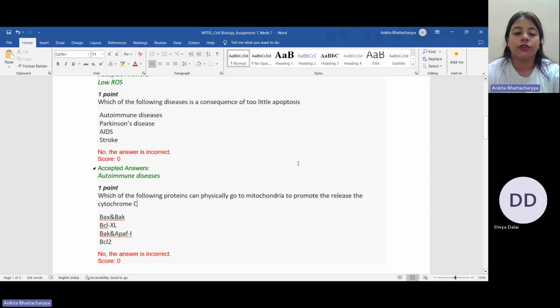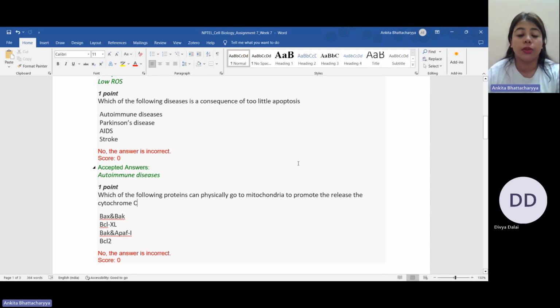Which of the following diseases is a consequence of too little apoptosis? It was there in one of the lectures as well that apoptosis has a role in different disorders. You will find review papers on this as well if it is interesting to you. But when there is very little apoptosis, that actually leads to autoimmune disorders.